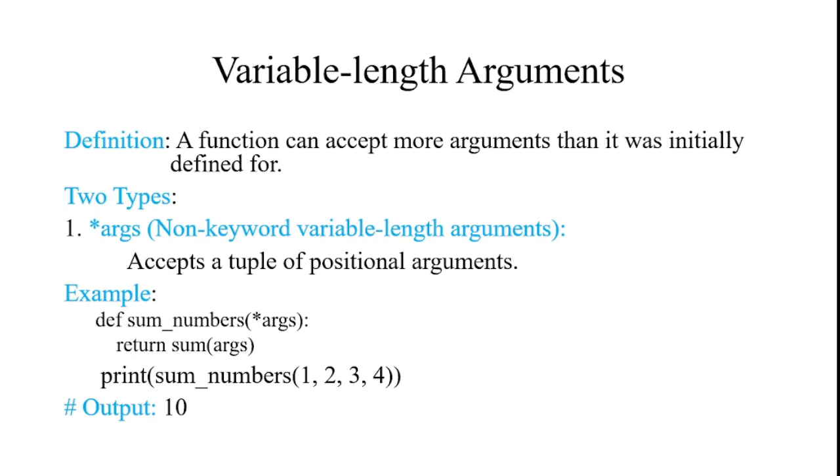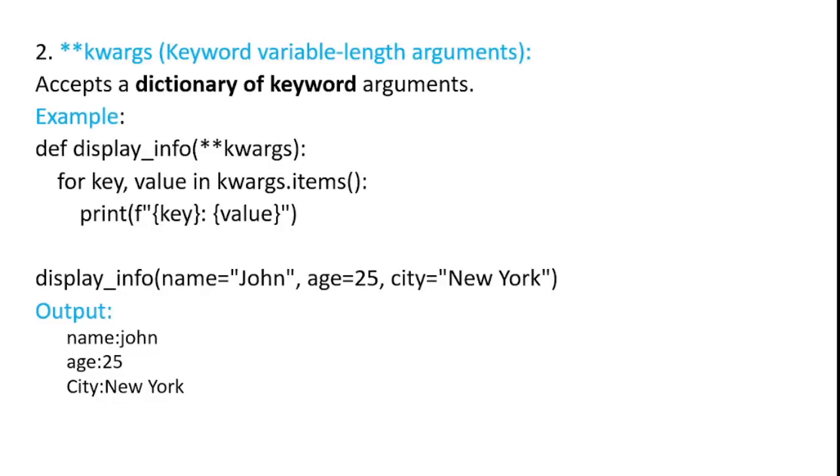It was the non-keyword variable length. The second one is the keyword variable length arguments. Like the non-keyword variable argument, the second type of variable argument is the keyword variable argument.